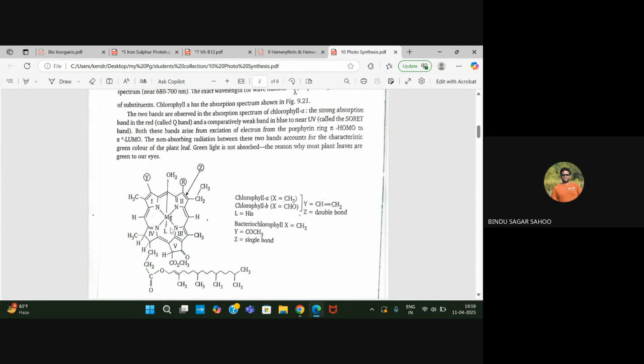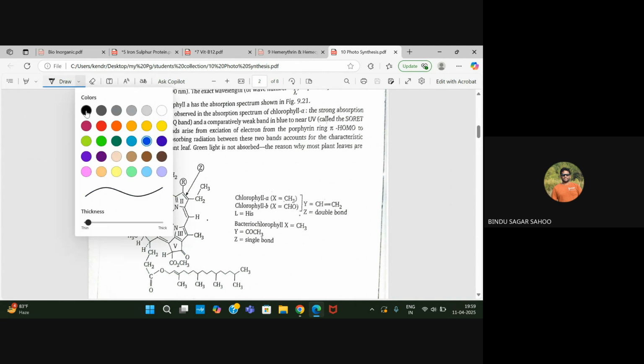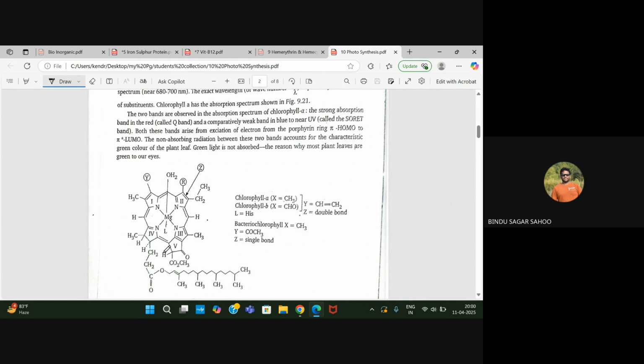Four nitrogen atoms are present, no issue. But along with the four nitrogen atoms, there is a structural difference. You can see here one double bond is reduced, along with an addition of this five-member ring. Along with this five-member ring, on the side there will be different types of groups present. Yes or no? So this is not a porphyrin ring. So this is simply called the chlorin ring.